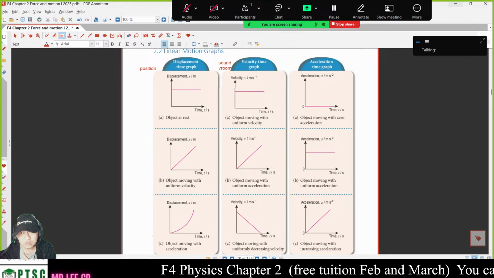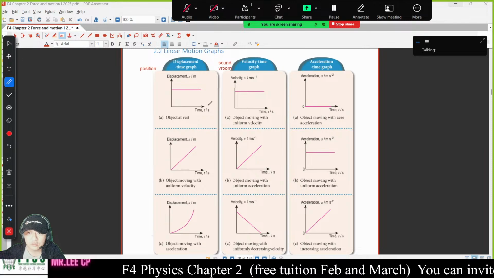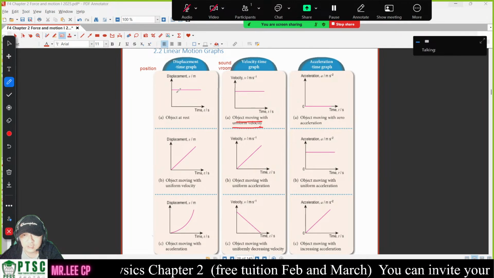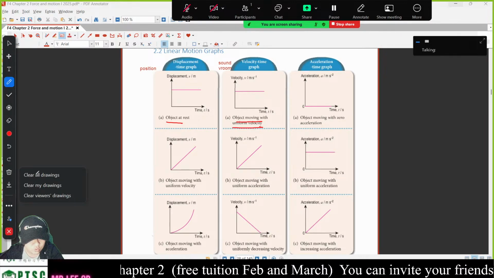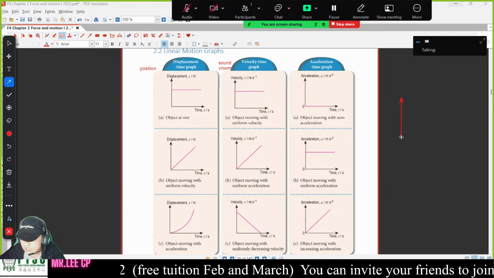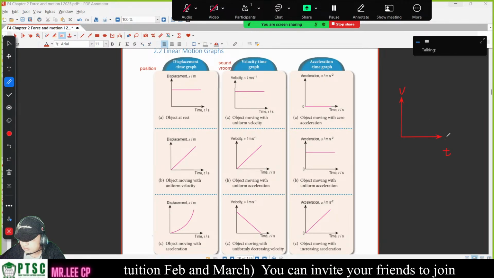So this velocity time graph is using sound. I normally use sound. Okay. So what kind of velocity is this? This is called uniform velocity. Teacher, uniform, this one is at rest? No. You have to see. So this is V, this is T, right? This is the VT graph.